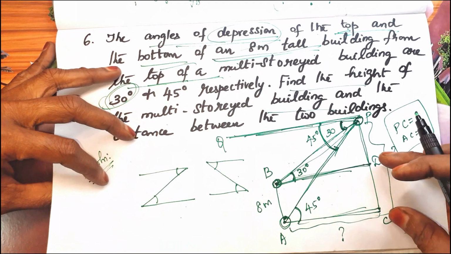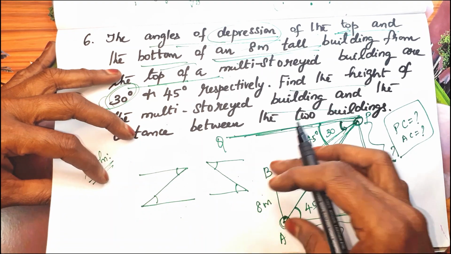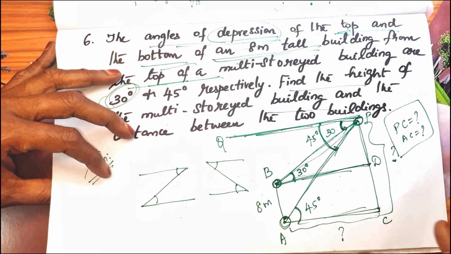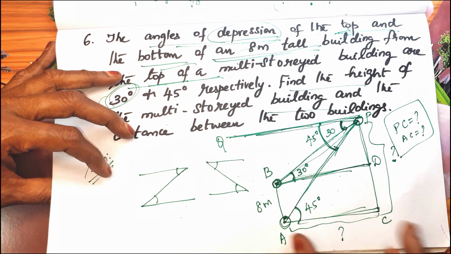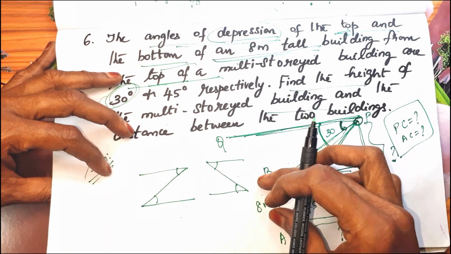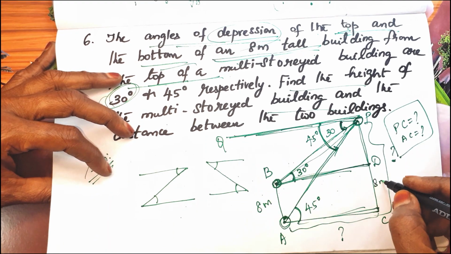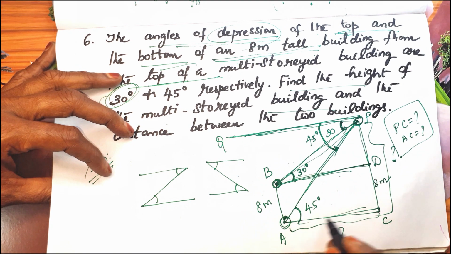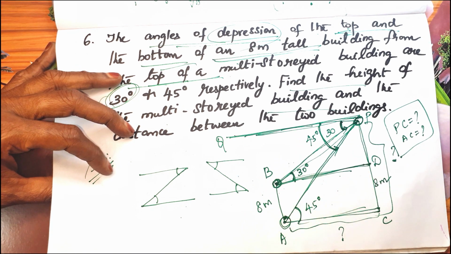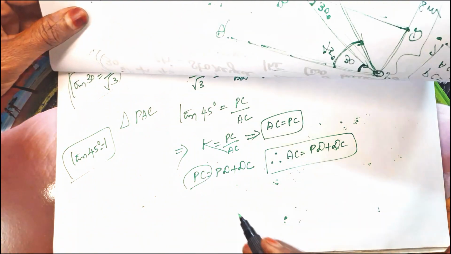See the diagram. DC and BA, or AB, are equal. PD and AC are equal. So this and this are equal. If it is 8, this is also 8 meters. And these are equal. Am I right? So come to the part here.